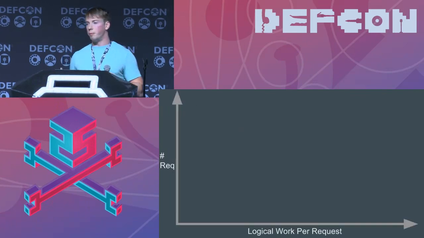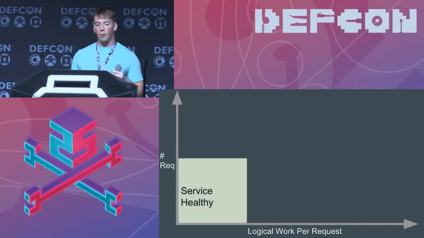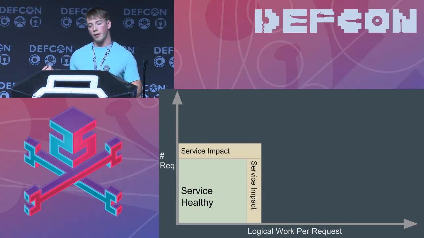So once we've built out that latent request, we need to find the sweet spot. And really that's going to be finding the right balance of number of requests and the logical work per request. Because as we mentioned before, we have a lot of knobs we can tweak to make more work happen per request. So there's going to be some spot where the service is healthy, right? And there'll be a spot where the service is impacted, when there's enough requests and enough logical work per request.